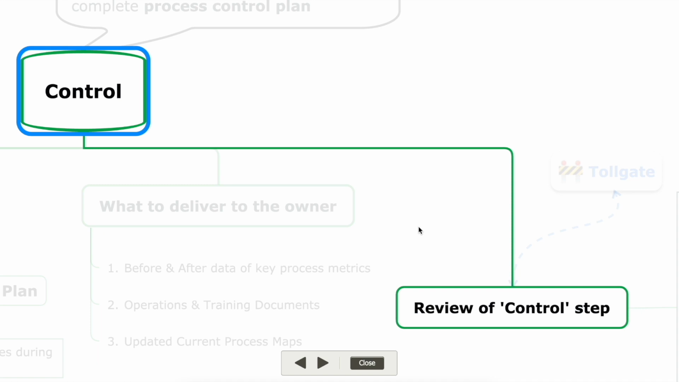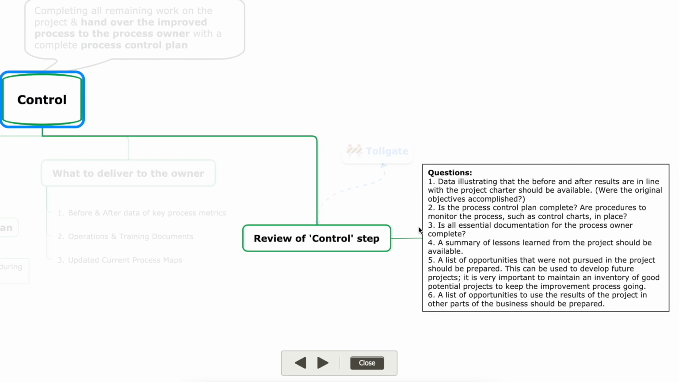At the end it will be reviewed, like the other steps, on the basis of these questions: is the data illustrating that the before and after results are in line with the project charter available or not, and were the original objectives accomplished or not? Is the process control plan complete? Are the procedures to monitor the process, such as control charts, in place? Is all the essential documentation of the process owner complete? A summary of lessons learned from the project should be available.